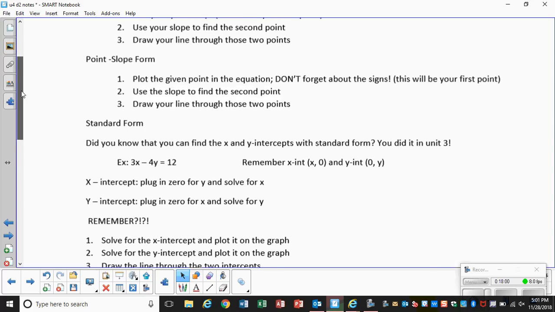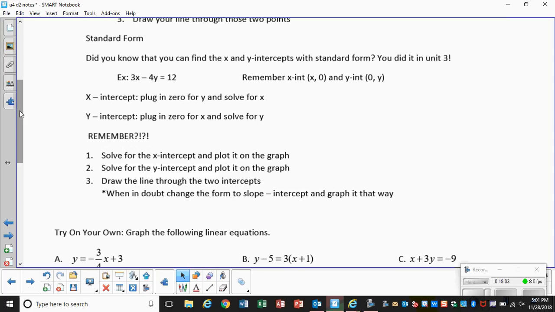Now standard form, this is where standard form actually comes in. It's great for graphing. Did you know you can find the x and y intercept with standard form? You already did it in Unit 3. Okay, this is one of the questions we did in Unit 3. So I gave you this equation and asked you to find the x and y intercepts. Well, you guys have already done this.